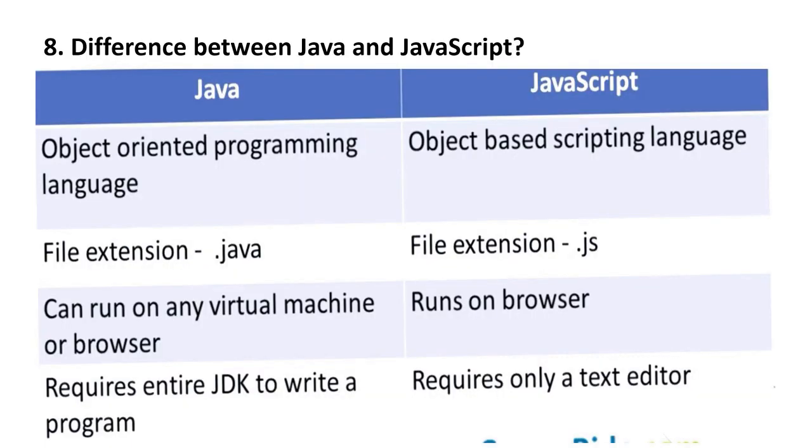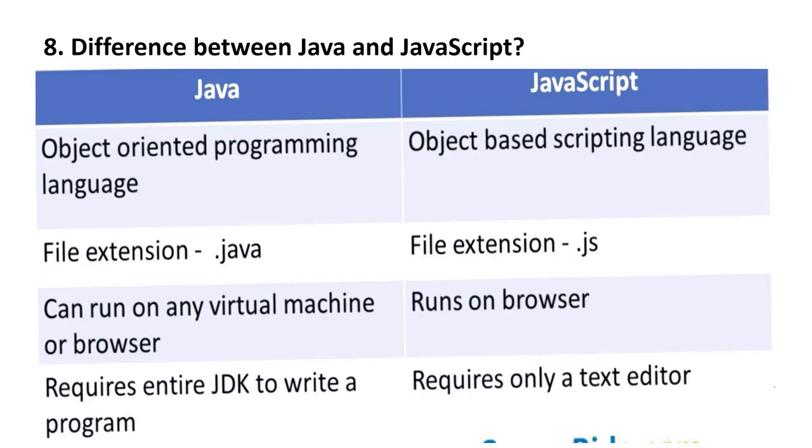What are the differences between Java and JavaScript? Java is an object-oriented programming language. It has file extension .java. It can run on any virtual machine or browser. It requires the entire JDK to write a program.